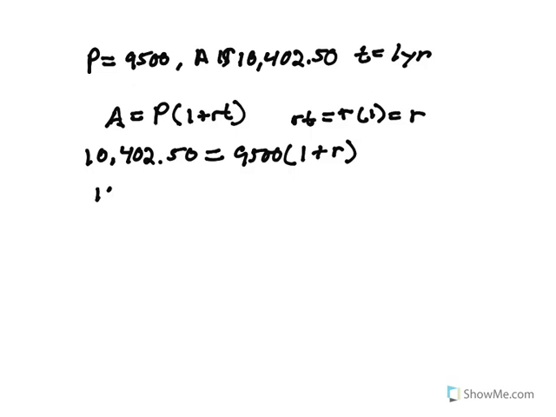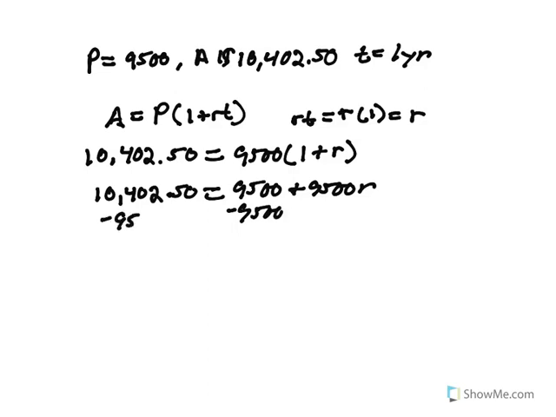And when you distribute it, you get rid of the parentheses. All right, 9,500 times 1 is 9,500. 9,500 times r is 9,500 r. So I'm going to subtract 9,500 on both sides, and then 10,402.50 minus 9,500 is $902.50. And that's going to equal 9,500 r.